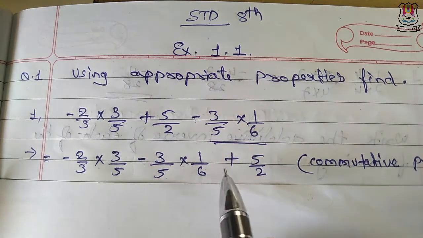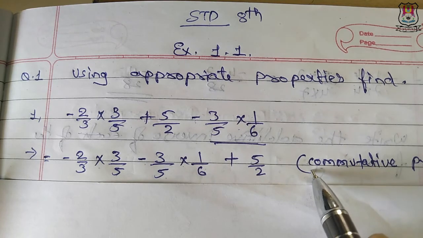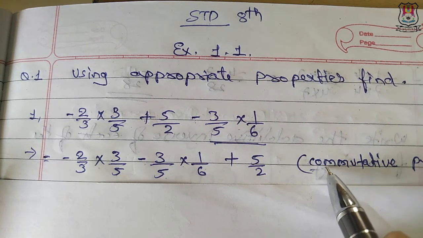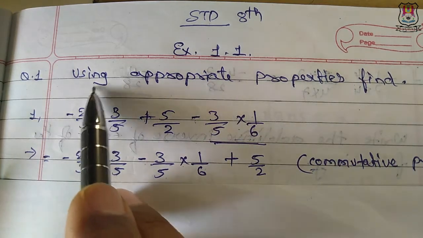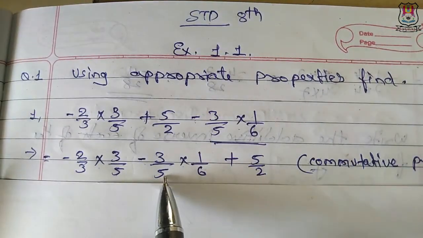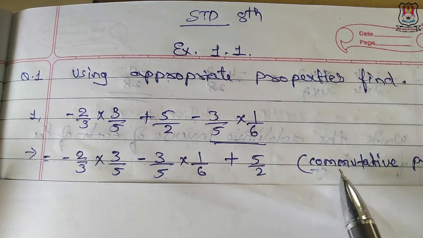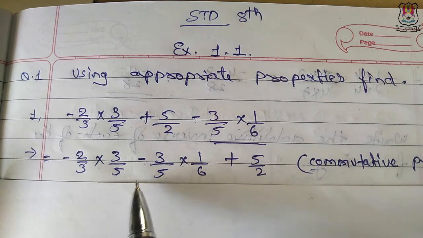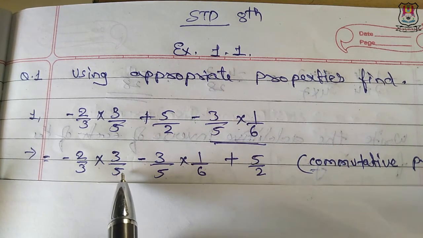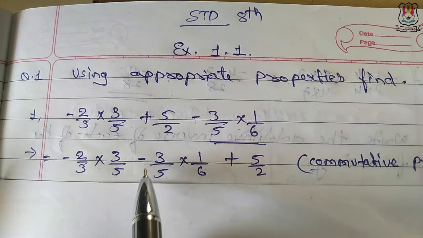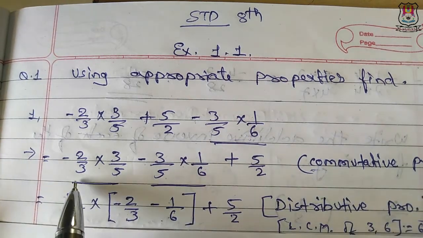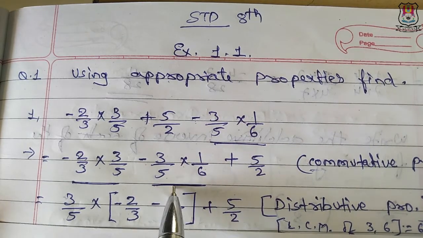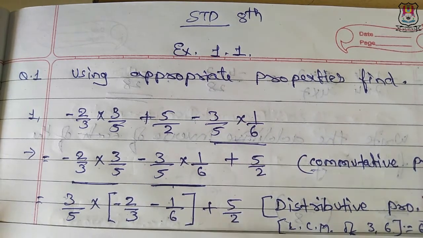When we are shifting this kind of thing, it is said to be commutative property, and it is written in the question that using appropriate properties you have to find, so every property that you are using, you have to write over here, that we have used commutative property in this step. Now going for the next step, I have underlined that we have shifted this thing: two multiplications are together and then the addition.